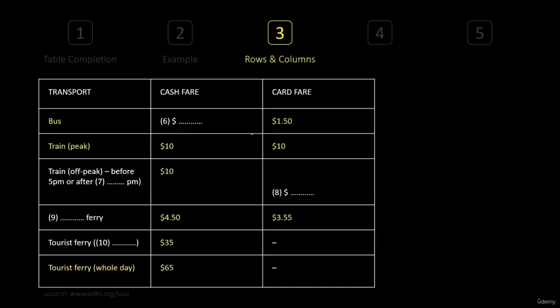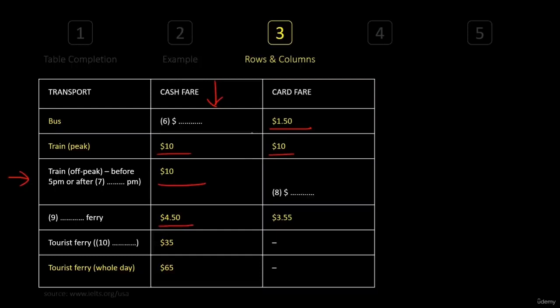Yes, let me show you an example. Bus for card fare will be 150. For train peak will be 10 for both. For train off peak, it will be 10. It's the cash fare. You can see what provides us information is the column and the row. When you coincide this, you come here. This is the cash fare for the train which is off peak. Blank ferry, that is the commuter ferry, will have 450. So rows and columns are important.